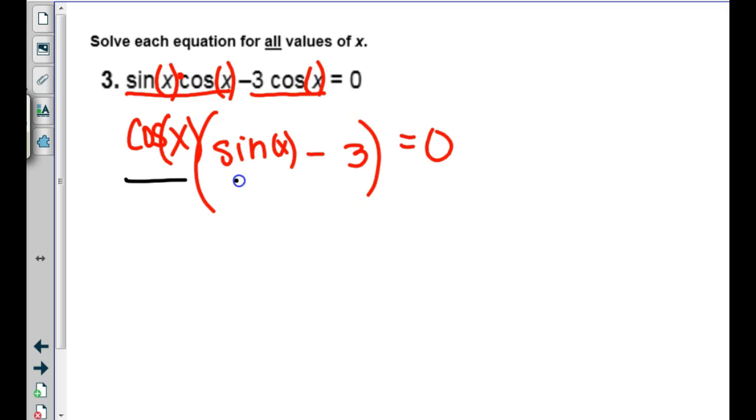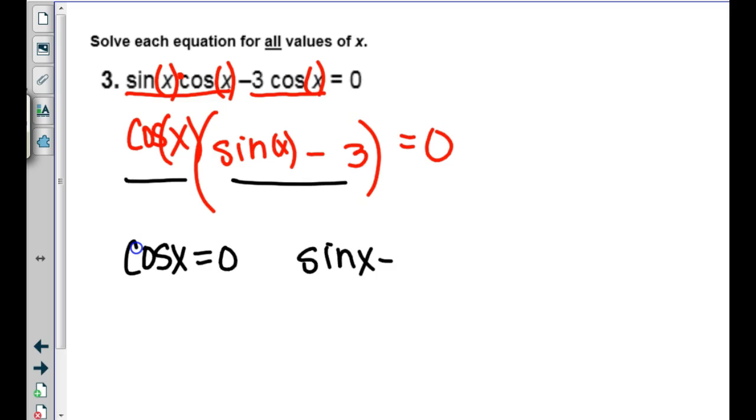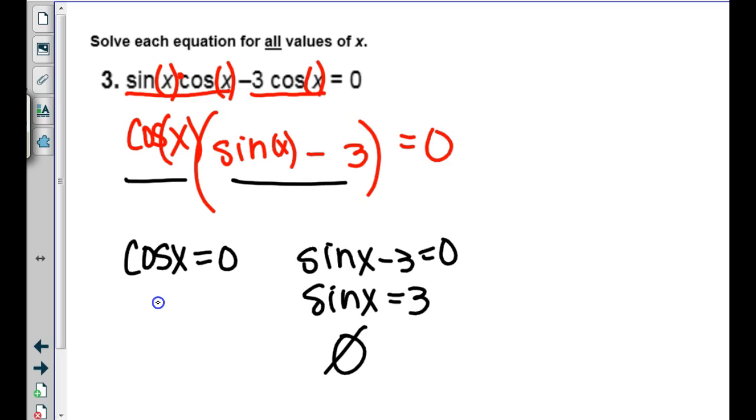All right, now this times this is equal to 0. Sorry, I wrote that funny. It looks like it's elevated for some reason. It's not. So I have the cosine of x could equal 0, or the sine of x minus 3 could equal 0, which would mean the sine of x could equal 3. Okay, how often does the sine equal 3? Okay, so that's easy, no solution there.